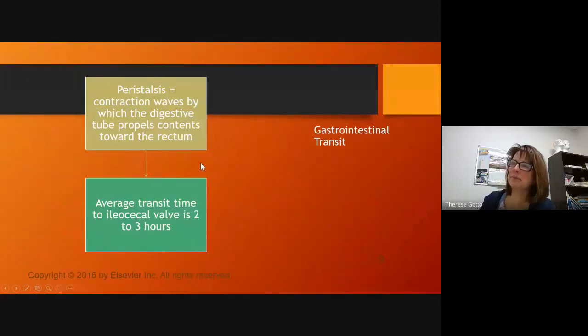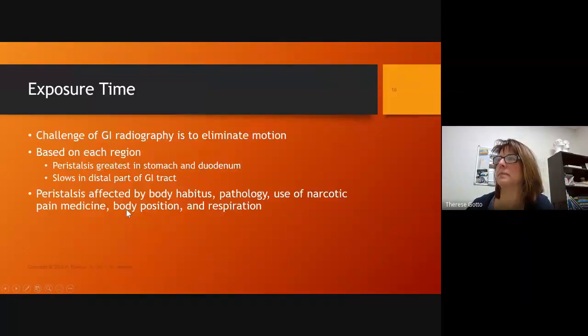Okay, something to remember when we're taking pictures of this area, peristalsis. Okay, these are those contractive waves that propel everything towards the rectum. And the average transit time to the ileocecal valve after it leaves the stomach is 2 to 3 hours. That's average time. Okay, so our challenge is to eliminate motion from peristalsis.